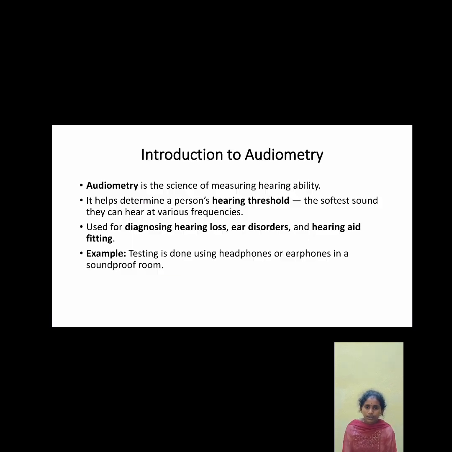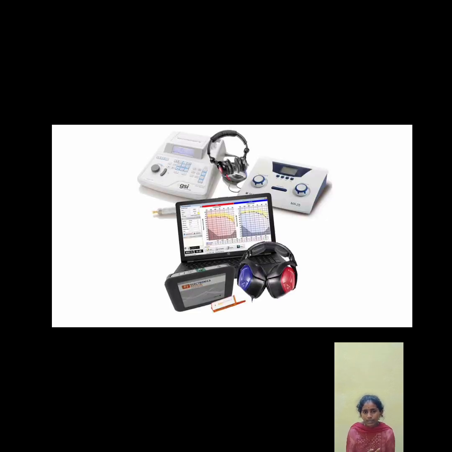Next is an introduction to audiometry. It is a scientific procedure used to measure a person's hearing capability. It determines the hearing threshold, which is the lowest sound level a person can hear across different frequencies. Typically, tests are performed in a soundproof room using headphones or earphones. Audiometry helps identify whether someone has normal hearing or any degree of hearing loss.